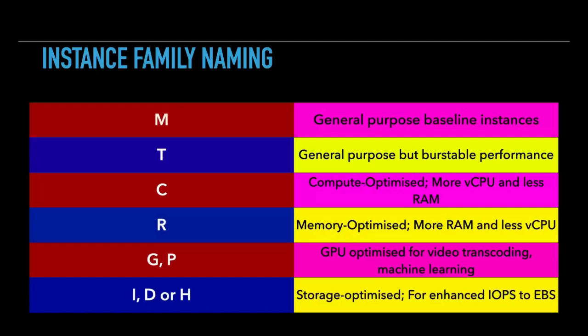Now, if it starts with a G or a P, it's GPU optimized, and those are best for workloads like video transcoding and machine learning. And then we also have I, D, or H, and these tend to be storage optimized. They tend to have enhanced IOPS to EBS volumes.